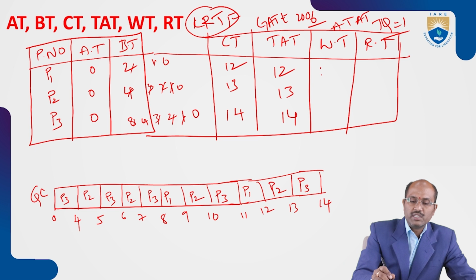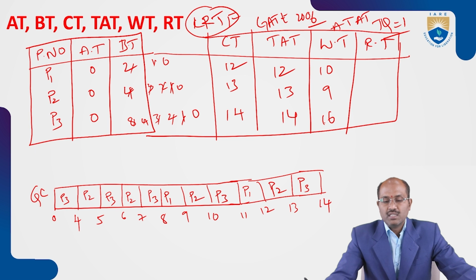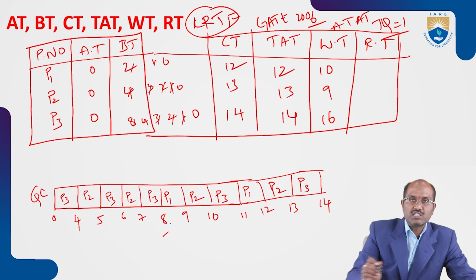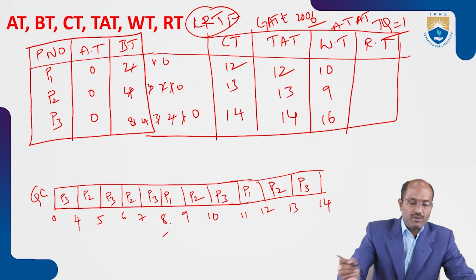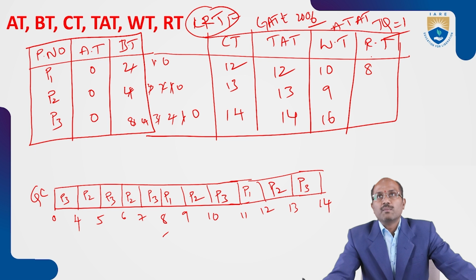Waiting time is turnaround time minus burst time. 12 minus 2, it is 10. 13 minus 4, it is 9. 14 minus 8, 6 is the waiting time. Now calculate the response time. In the Gantt chart, at 8 units of time P1 arrived for execution. P1's arrival time is 0, so 8 minus 0, 8 is the response time for P1.